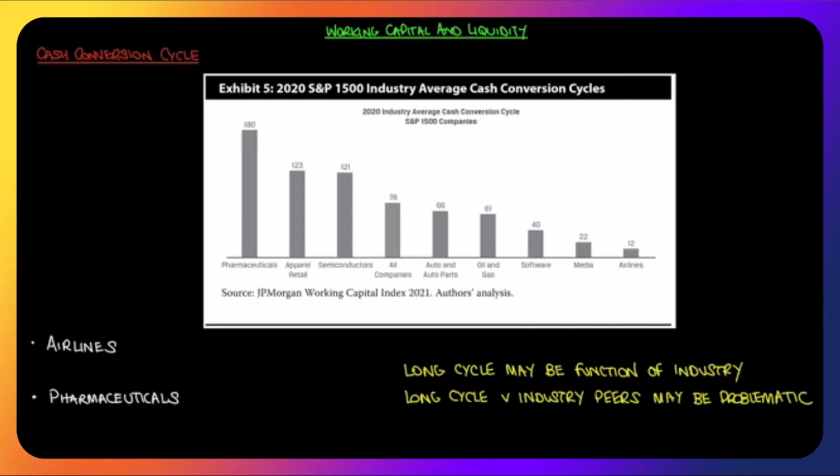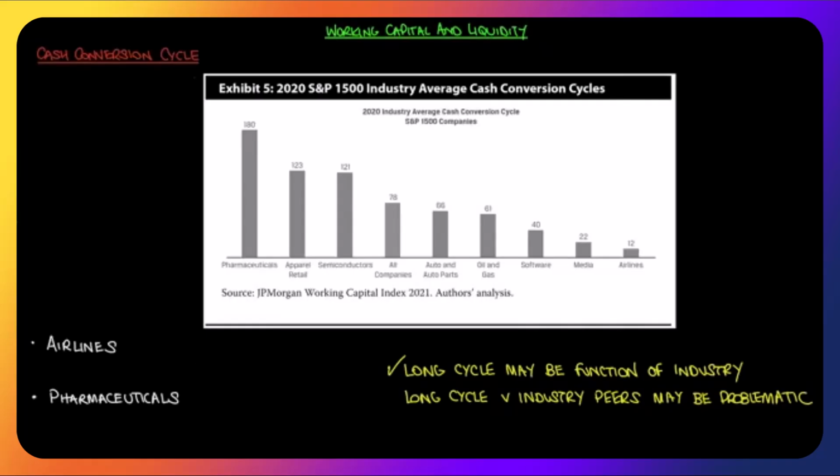Think about days of sales outstanding. If you buy a flight, you pay up front. Hence a very short cash conversion cycle. That is just the nature of the airline industry. As opposed to pharmaceuticals, who have huge levels of inventory.